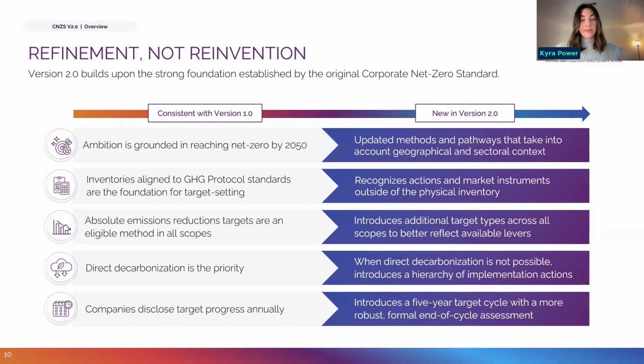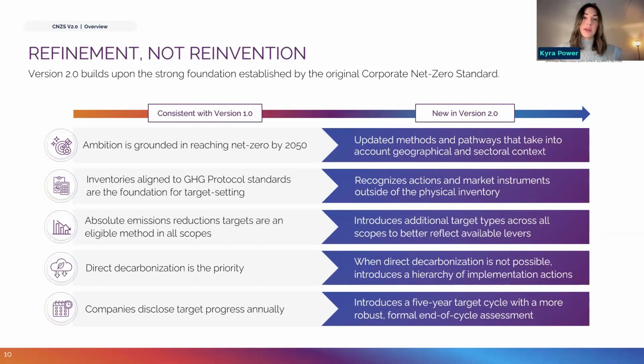The specific methods and underlying pathways have been updated to take into account the latest climate science and geographical and sectoral context. Next, companies are still expected to report and set targets based on a physical inventory of greenhouse gas emissions. However, companies may use actions and market instruments not reflected in the physical inventory to implement targets. Third, absolute emission reduction targets can be set in all scopes. However, the standard strives to provide more options for target setting in response to feedback and learnings from thousands of companies setting and implementing targets with version 1.